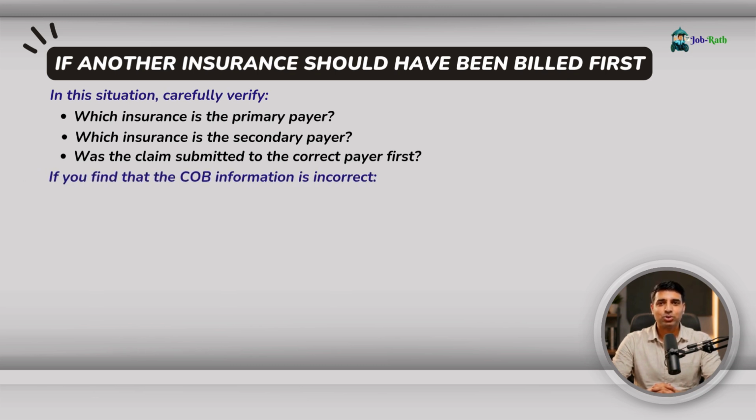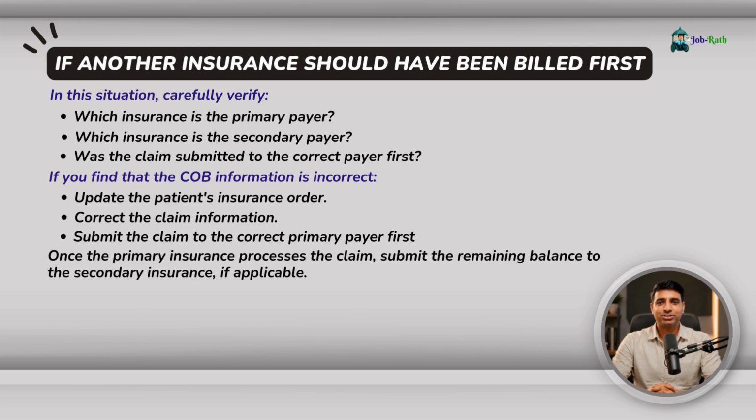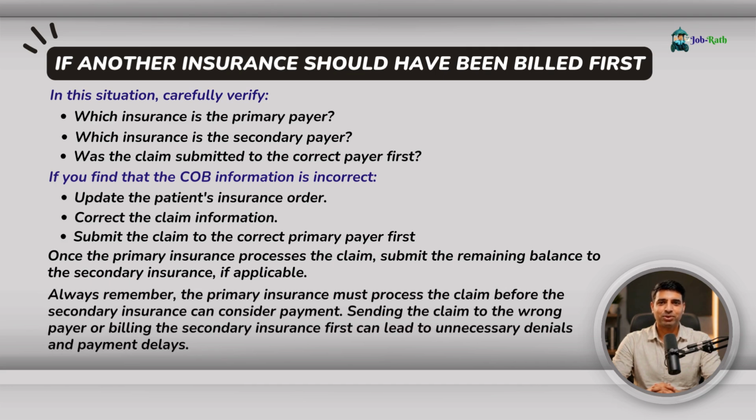If you find that the COB information is incorrect, update the patient's insurance order. Correct the claim information. Submit the claim to the correct primary payer first. Once the primary insurance processes the claim, submit the remaining balance to the secondary insurance if applicable. Always remember, the primary insurance must process the claim before the secondary insurance can consider payment. Sending the claim to the wrong payer or billing the secondary insurance first can lead to unnecessary denials and payment delays.